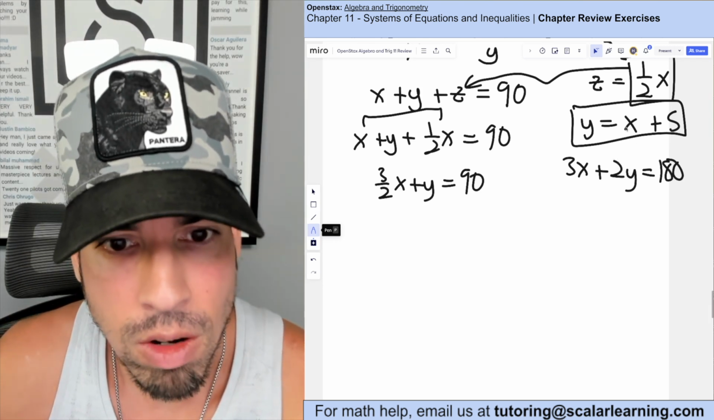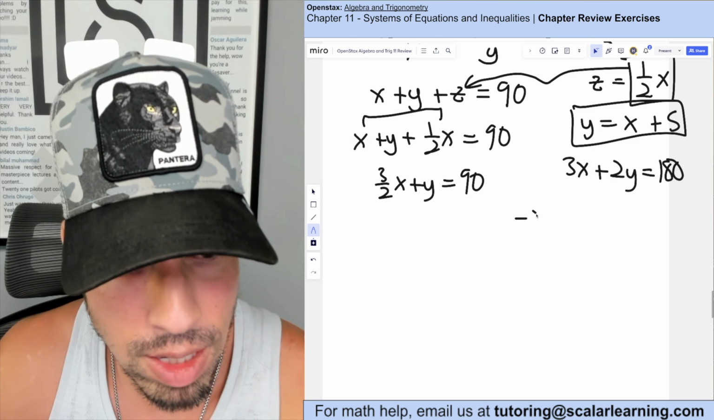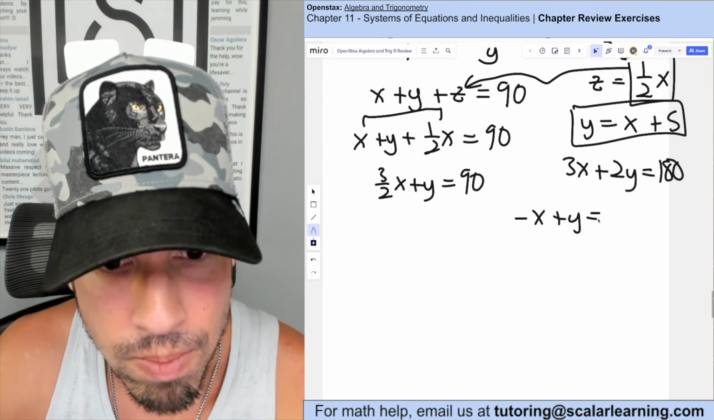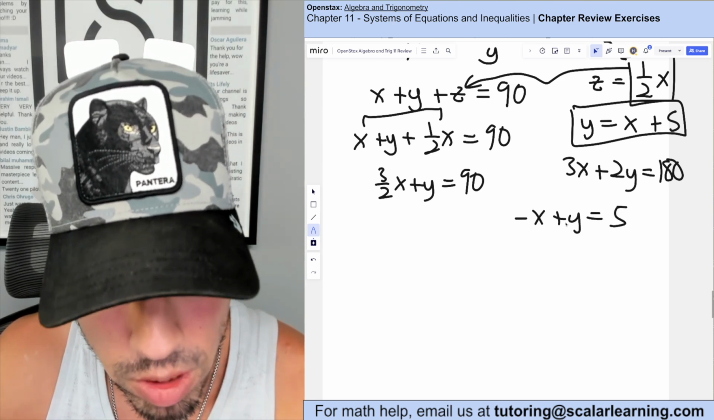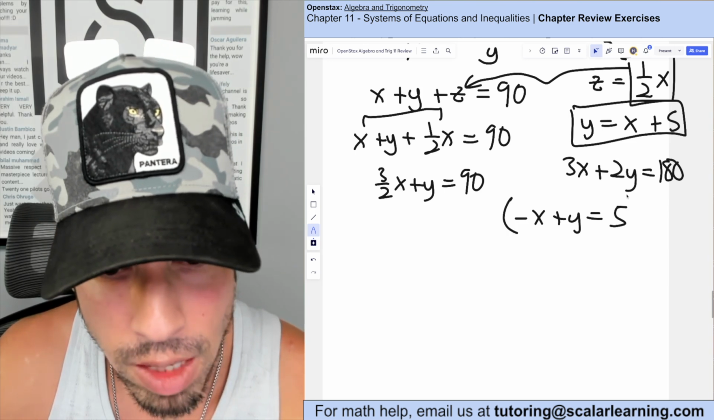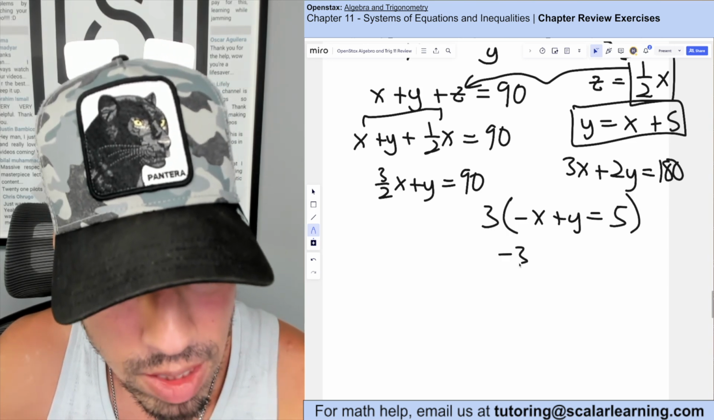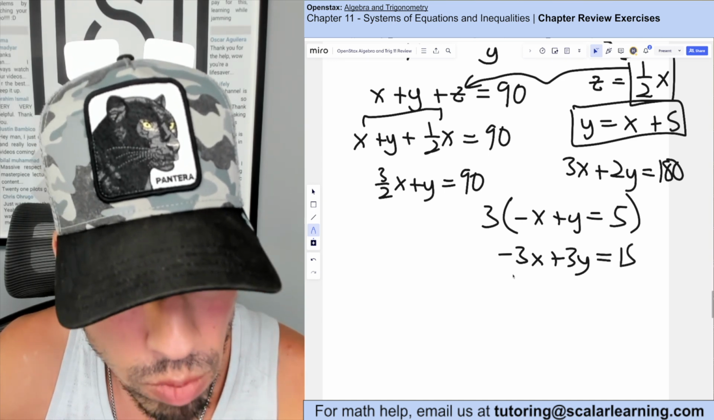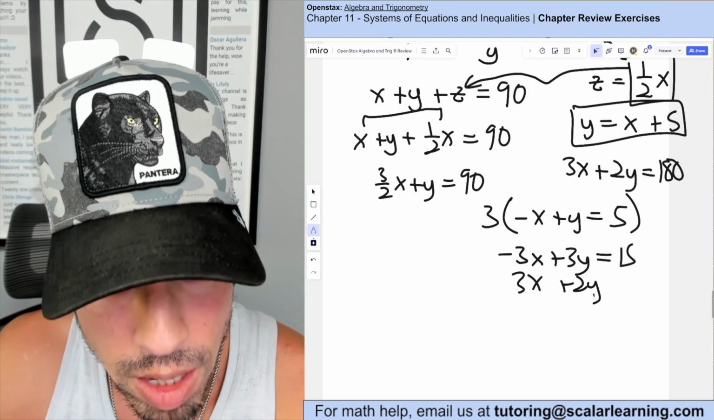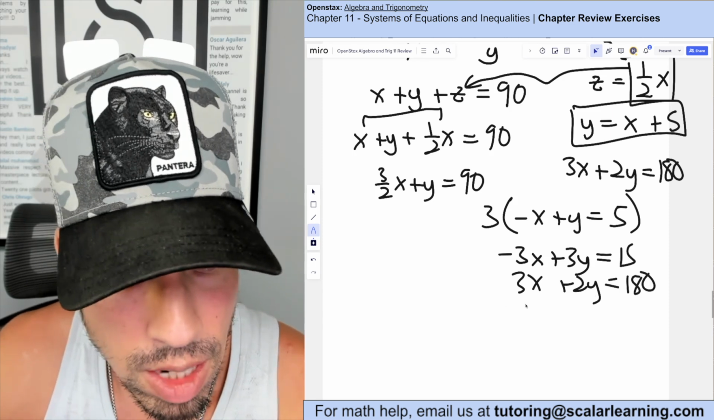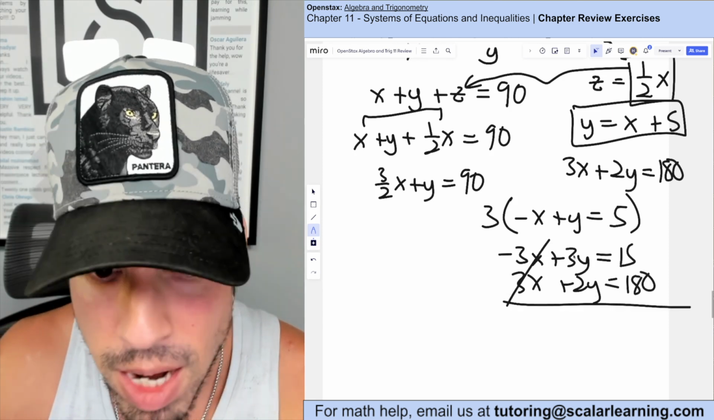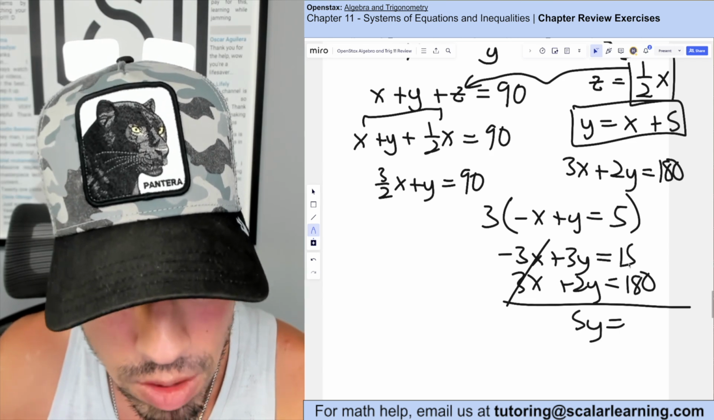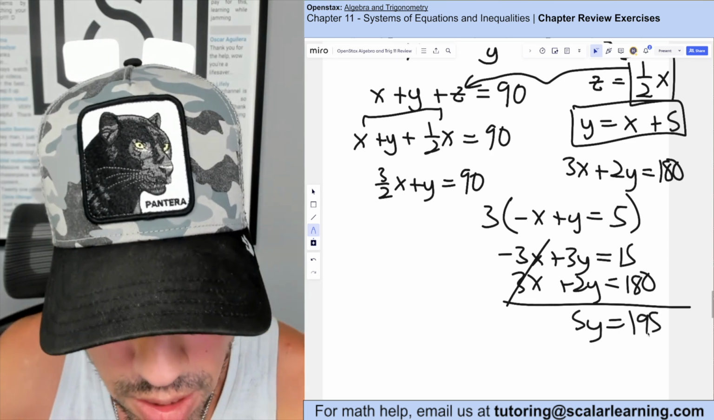So check this out. First, I'm going to move this x over here. So we got negative x plus y is equal to 5, right? Subtracting x from both sides. Now, if we want to use elimination, I can multiply this equation by 3, and I get negative 3x plus 3y equals 15. And then just write this one as is: 3x plus 2y equals 180. Now watch this. I can add these together. Goodbye x's. I get 5y equals 180 plus 15, which is 195.